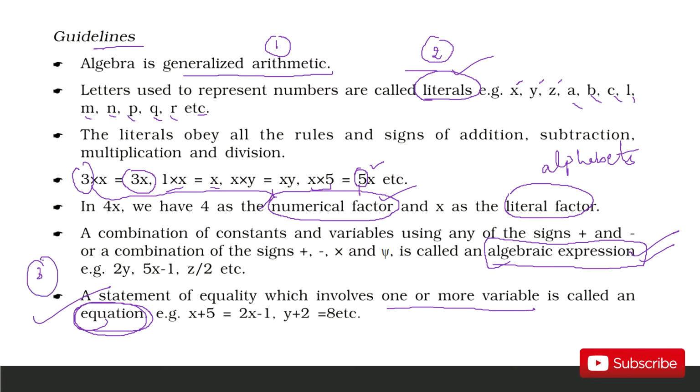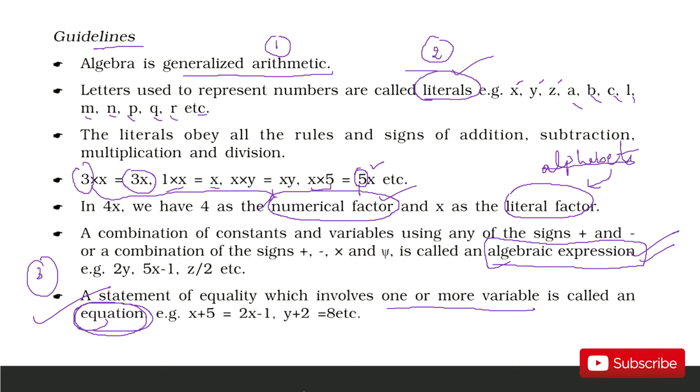So in this we have understood three major basic points for algebra. First, algebra is a generalized arithmetic. Second, it has numeral factor as well as literal factor. And literal factors are expressed in the form of alphabets. And when we have all these constants and variables, we frame an algebraic expression. And if the statement of equality has one or more variables, it is called an equation.